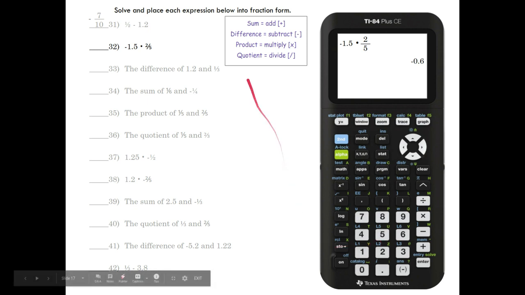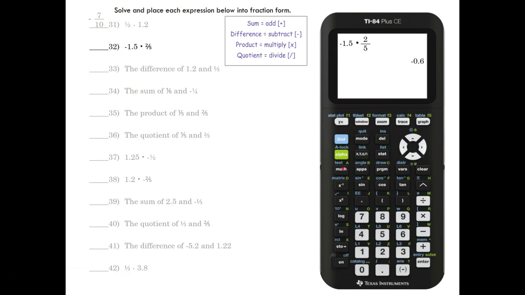Now you want to turn it into a fraction form. So you go to math. This is the math button right here. And then you click FRAC. You click math first, and then a screen will show up, and you have FRAC. You then click enter, and you get answer, this arrow, and then frac. You click enter again. You'll get negative 6 over 10. And that is your answer to number 32.